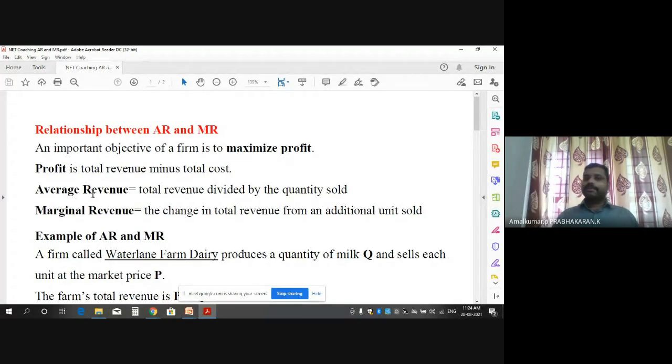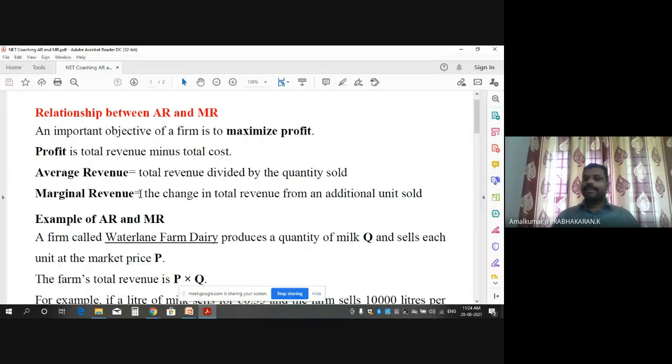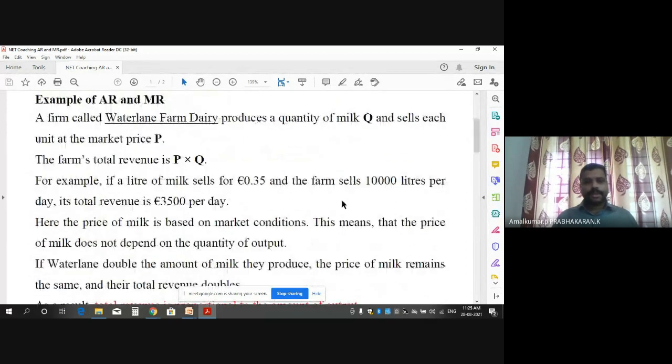And average revenue means the total revenue divided by the total quantity sold. Then marginal revenue is the change in the total revenue from an additional unit sold. From one additional unit sold, what is the change in the total revenue? This is computed based on some equation, which can be discussed with some examples.